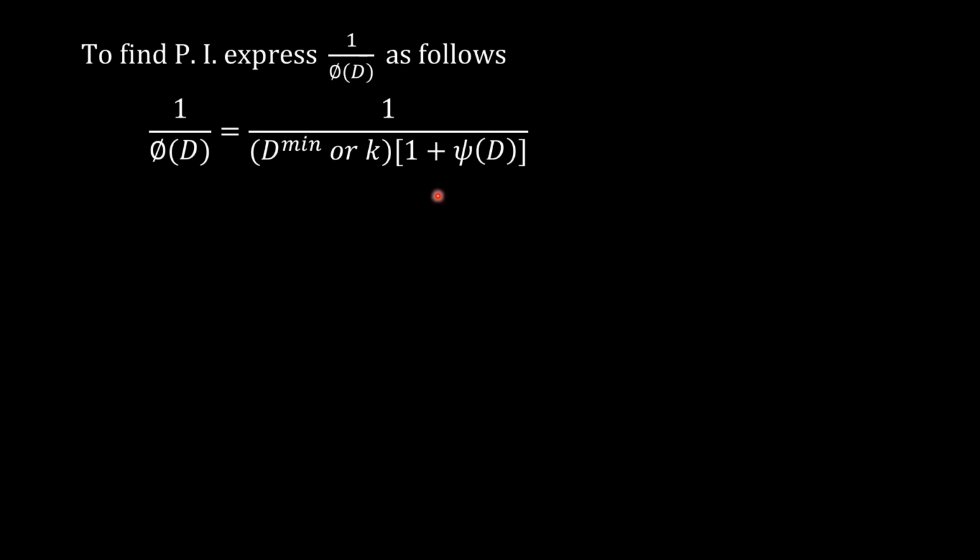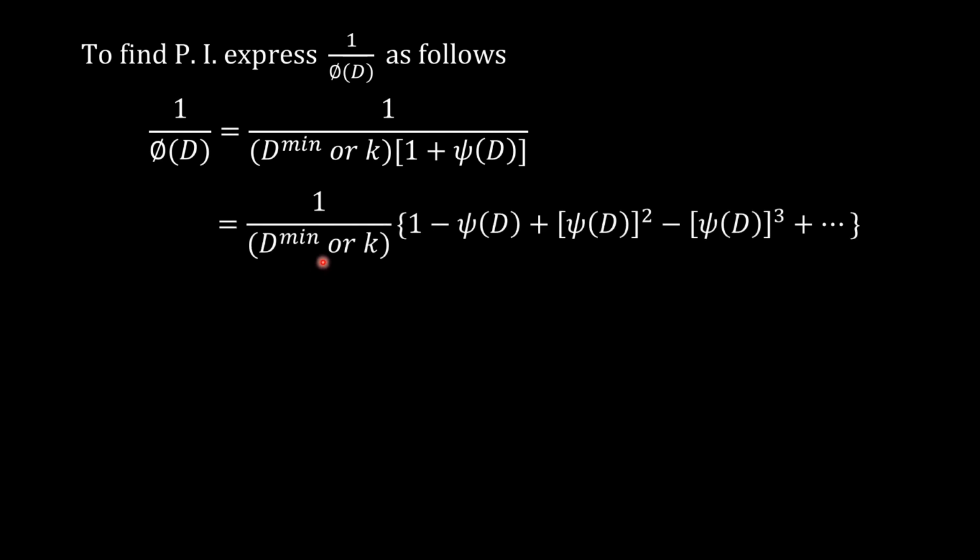As we expressed our phi of d in the form 1 upon 1 plus t, here our t is psi of d. So replace t by psi of d, and hence 1 upon phi of d in that form will be 1 upon d raised to the minimum power, or k, into the expansion of 1 upon 1 plus psi of d, which will be 1 minus psi of d plus psi of d bracket square minus psi of d bracket cube plus so on.